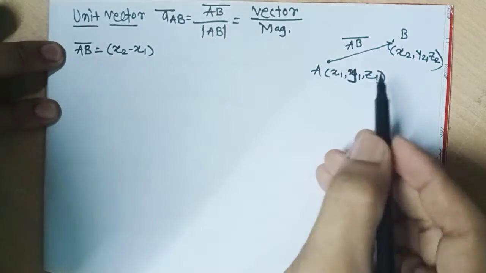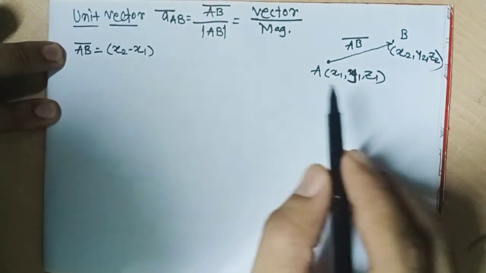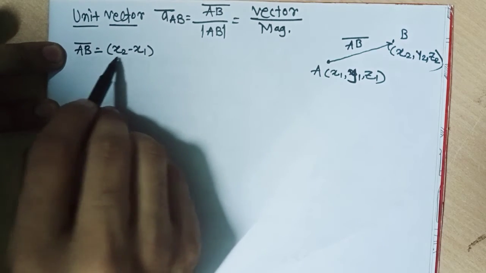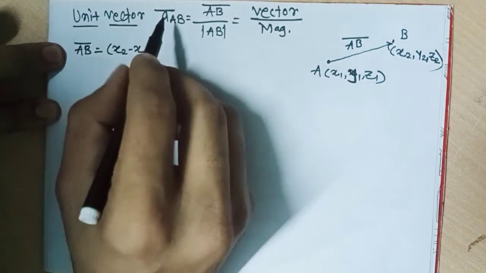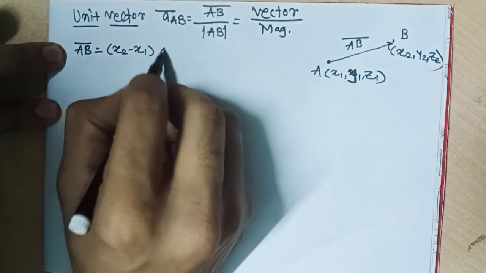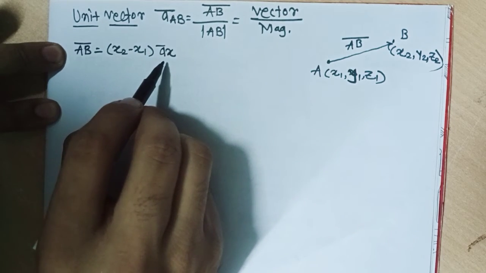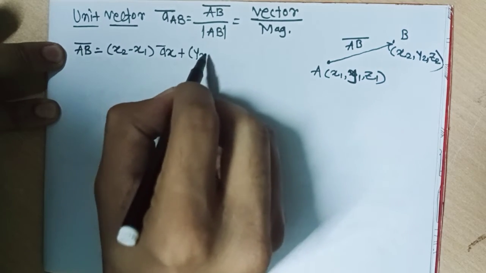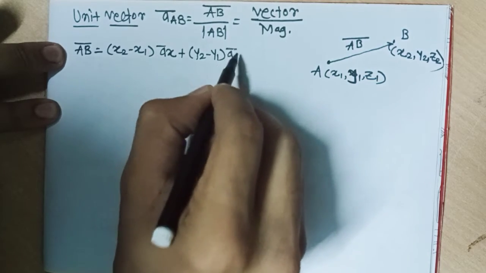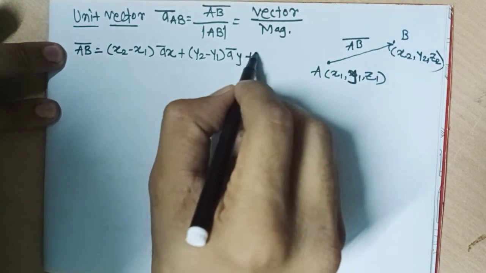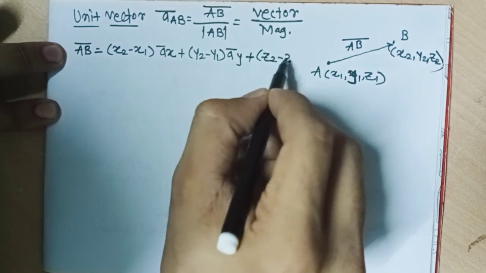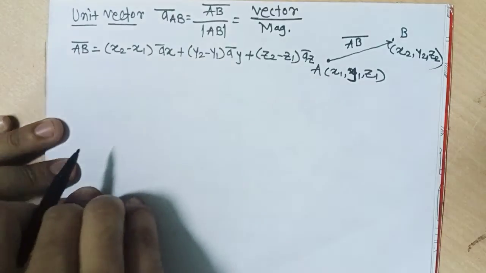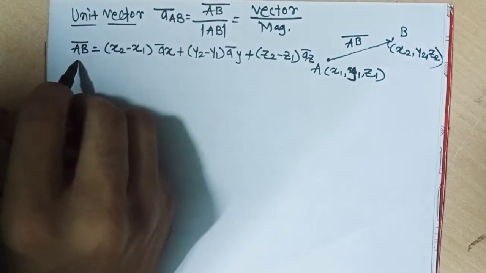So I am just going to subtract the starting coordinates from the end coordinates. So x2 is the end coordinate and x1 is the starting coordinate, multiplied by a bar x, the unit vector in the direction of x, plus y2 minus y1 a bar y, plus z2 minus z1 a bar z. So this is the formula to obtain the vector.